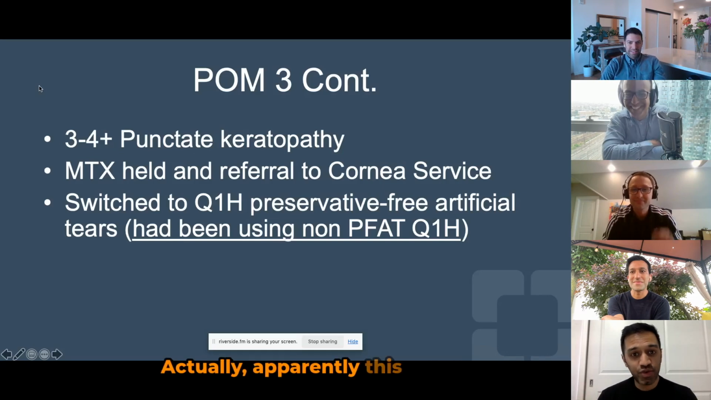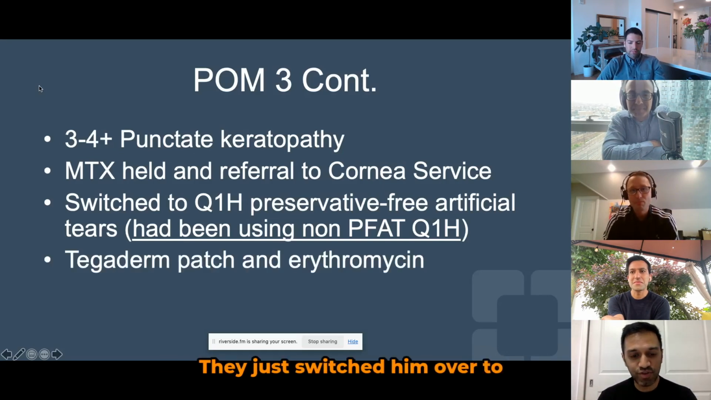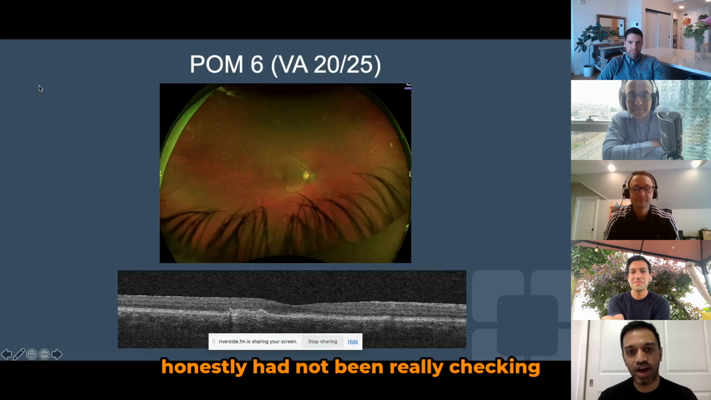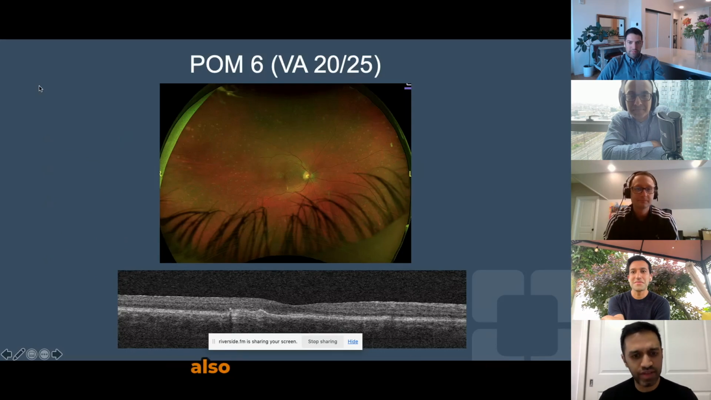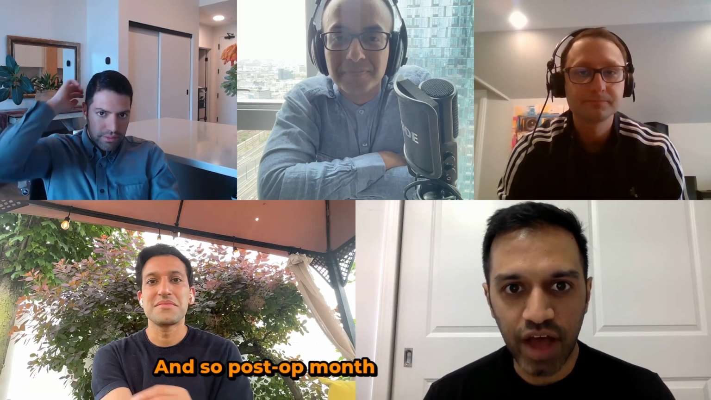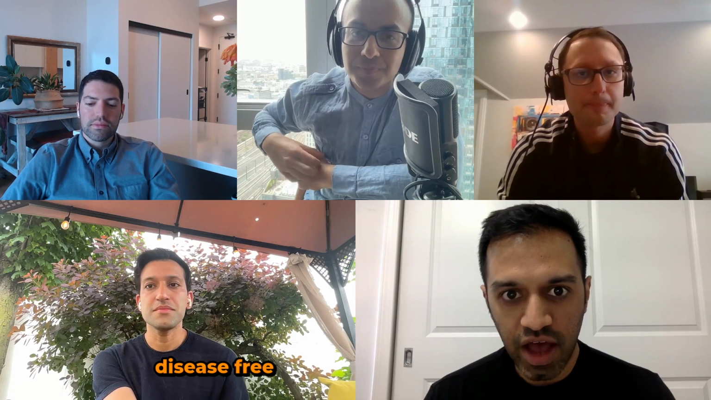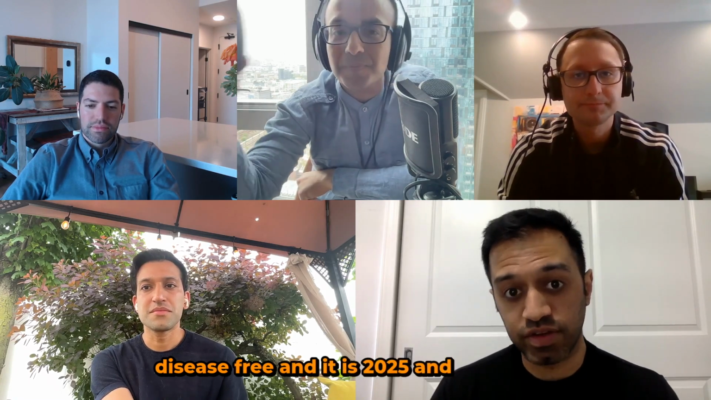Actually, apparently, this is what did it. They just switched him over to preservative-free artificial tears, and I honestly had not been really checking what kind of artificial tears. He had been using non-preservative-free. Also, they added a Tegaderm patch and erythromycin, and it completely cleared it up. So at post-op month 6, he has remained disease-free, and it's 2025 and he has been doing great.